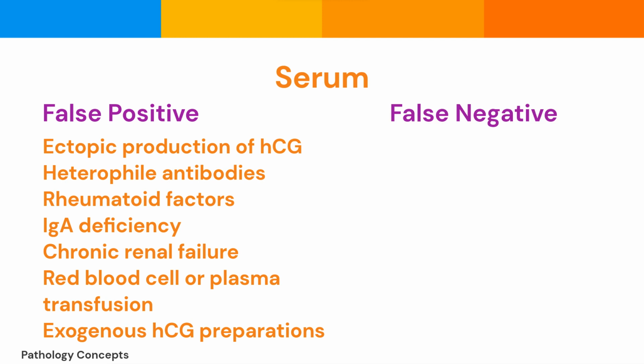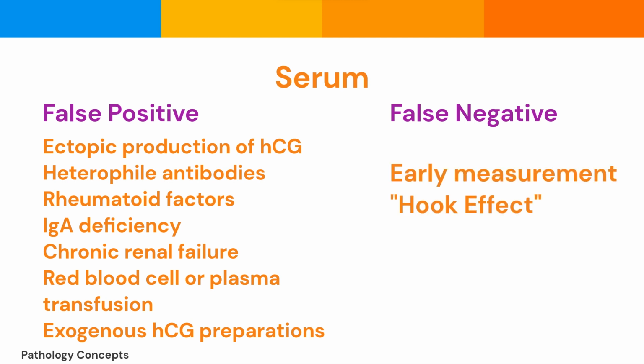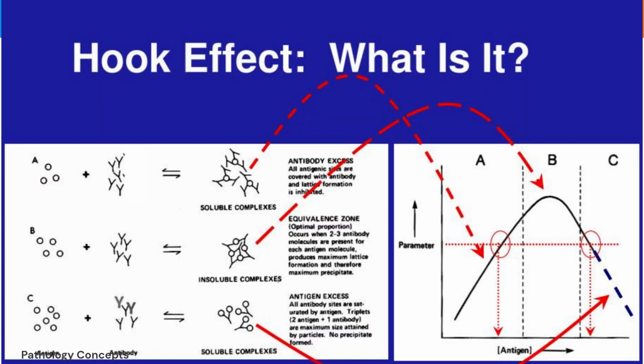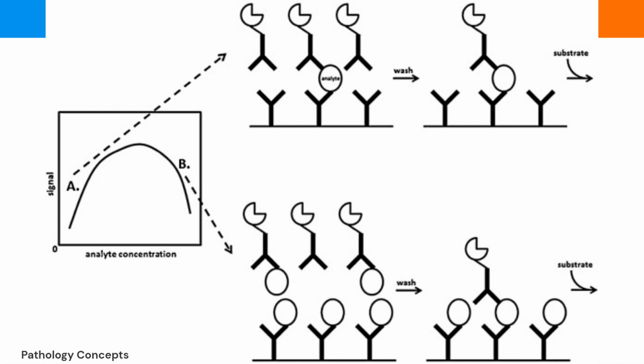In certain conditions, false negative result can also appear. They are early measurement after conception and the hook effect. This effect can occur when hCG levels are about 5 lakh milli-international units per ml. This is because there are so many hCG molecules that they saturate both the tracer and the antibodies separately, which does not allow for the sandwiching of the tracer hCG antibody required for the measurement. This means that all of the complexes are washed away, giving a false negative result.